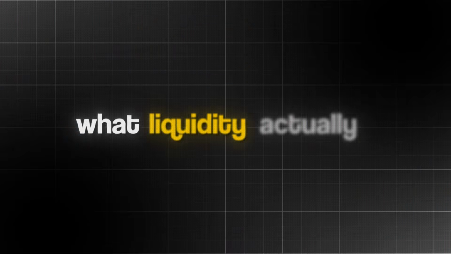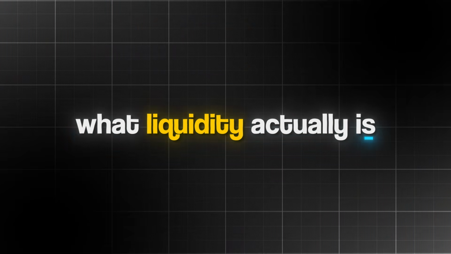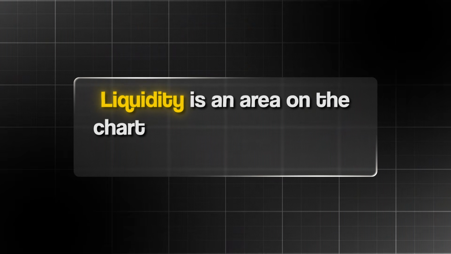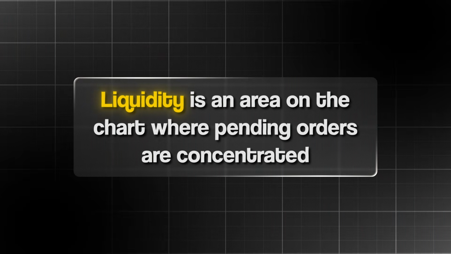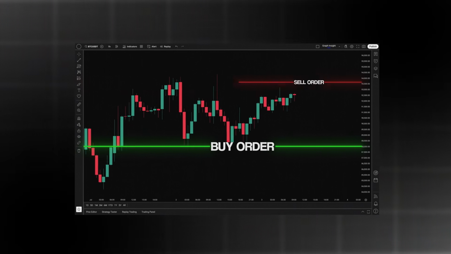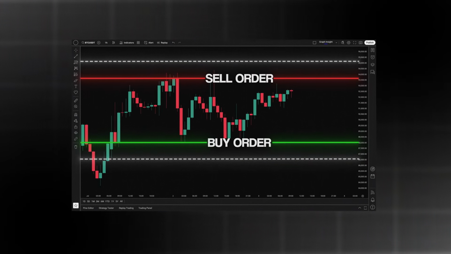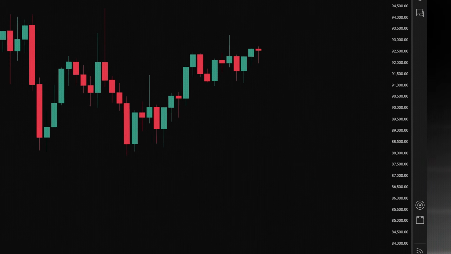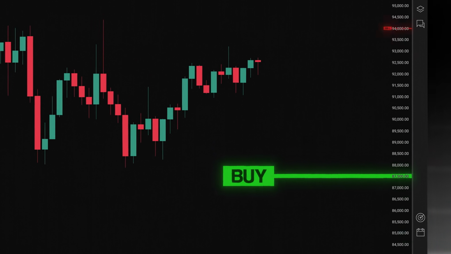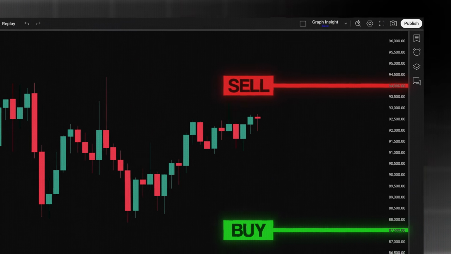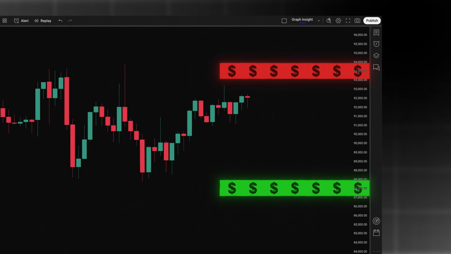First, let's clearly define what liquidity actually is. Liquidity is an area on the chart where pending orders are concentrated. Buy orders, sell orders, and stop losses. Now imagine this. You place a buy order here or a sell order here. By doing this, you are creating liquidity at these price levels.